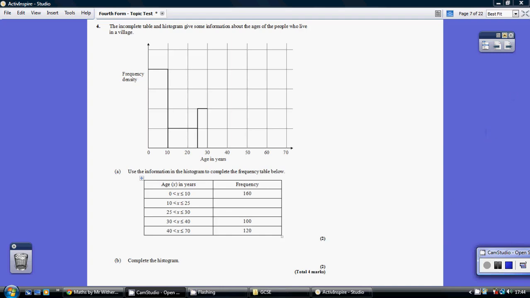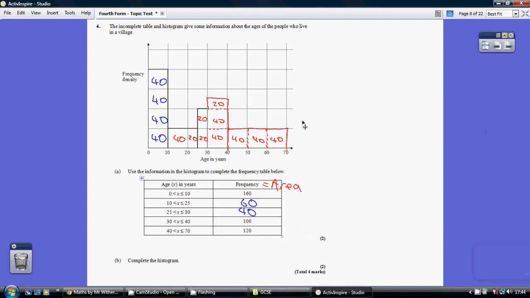Question four. So a fairly standard histogram question. Now the key learning point, remember with histograms, the frequency is the area. So the number of times something happened is represented by the area in the histogram.